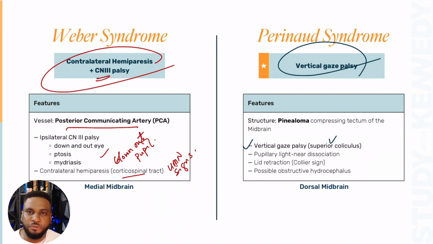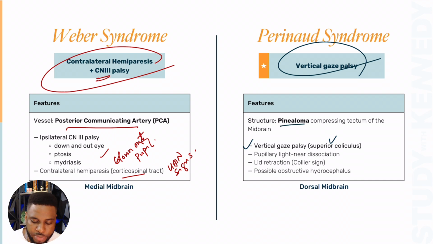What kind of tumor will compress the tectum of the midbrain? A tumor in the pineal gland. The pineal gland is very close. It's behind the midbrain. And when you have a tumor of the pineal gland, it can grow big and compress the posterior surface of the midbrain, the tectum of the midbrain.